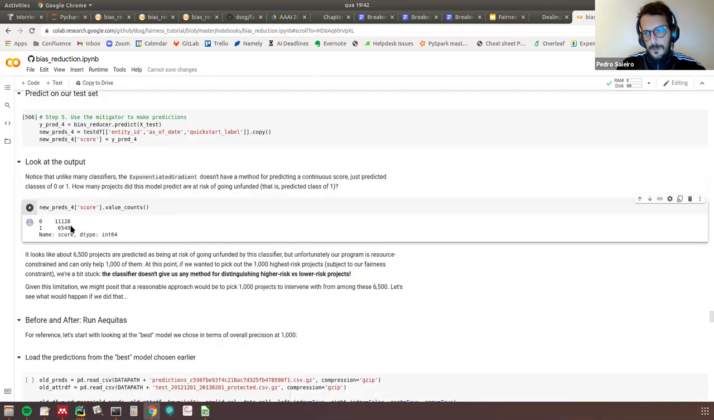And now what happens? In order to fulfill the constraints, this method ended up selecting as positive many more instances than before. And this method does not give us an interface to a score between 0 and 1. It just gives us binary predictions. So in this case, the only way to fulfill our resource constraints is to randomly sample the top positive predictions of the model. So randomly sampling 1,000 from these 6,500 instances.